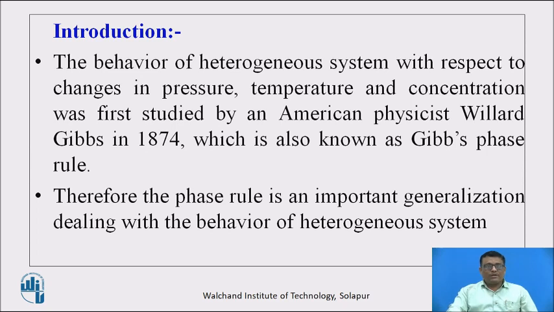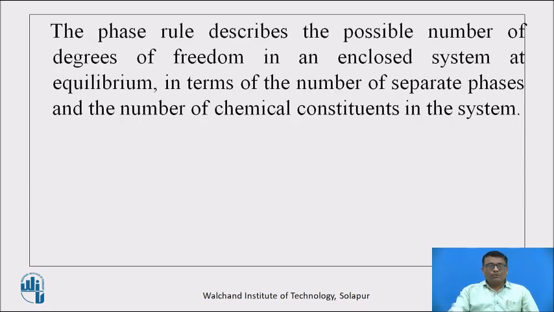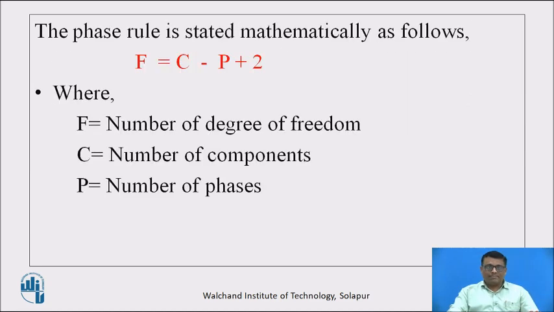The behavior of heterogeneous system with respect to changes in pressure, temperature and concentration was first studied by an American physicist, Willard Gibbs, in 1874, which is also known as Gibbs phase rule. Therefore, the phase rule is an important generalization dealing with the behavior of heterogeneous system. The phase rule describes the possible number of degrees of freedom in an enclosed system at equilibrium in terms of the number of separate phases and the number of chemical constituents in the system.